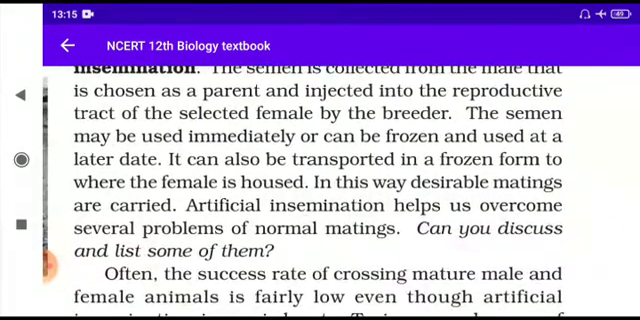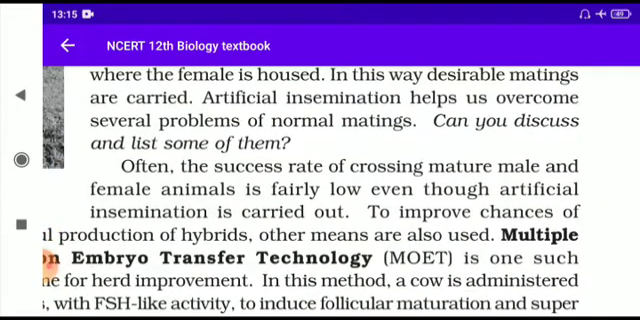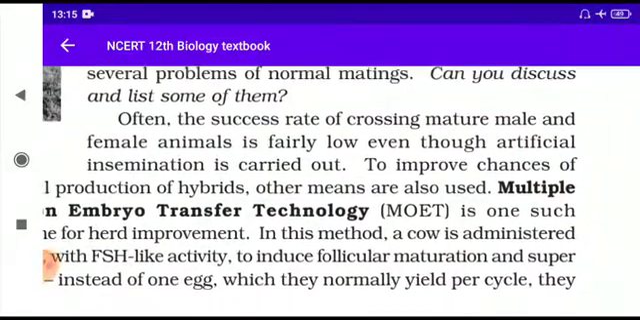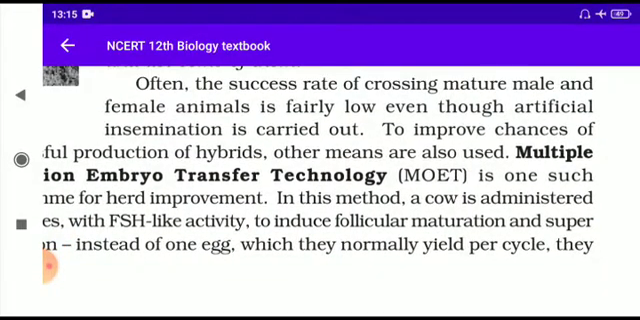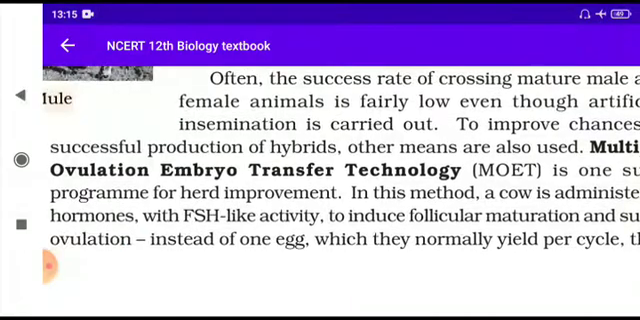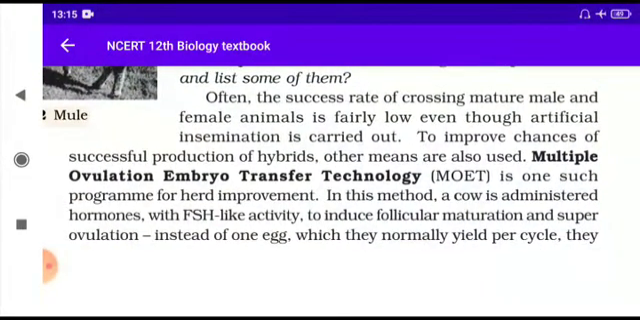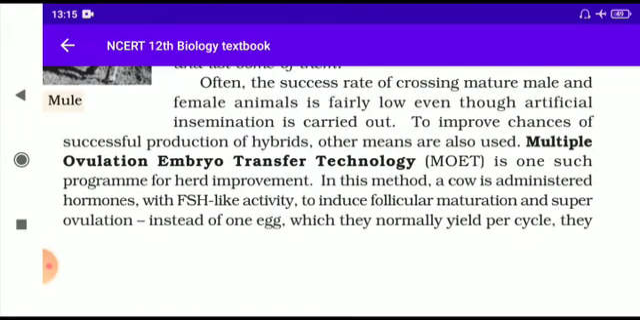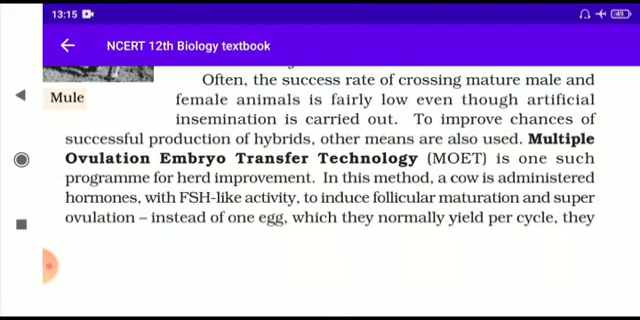Artificial insemination helps us to overcome several problems of natural or normal mating. Often, the success rate of crossing mature male and female animals is fairly low even though artificial insemination is carried out. To improve chances of successful production of hybrids, other means are also used. Multiple ovulation embryo transfer technology is one such program for herd improvement.